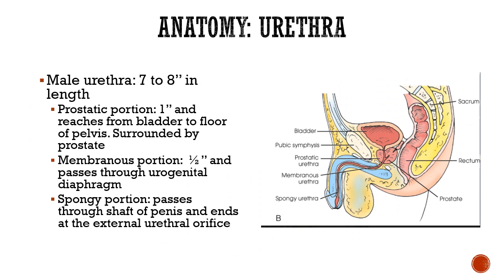The male urethra is 7 to 8 inches in length. There's the prostatic portion, which is 1 inch, and it reaches from the bladder to the floor of the pelvis. It is surrounded by the prostate. The second portion is the membranous portion, and it's 1/2 inch, and it passes through the urogenital diaphragm. The third part is the spongy portion, which is called the spongy urethra. It passes through the shaft of the penis and ends at the external urethral orifice.